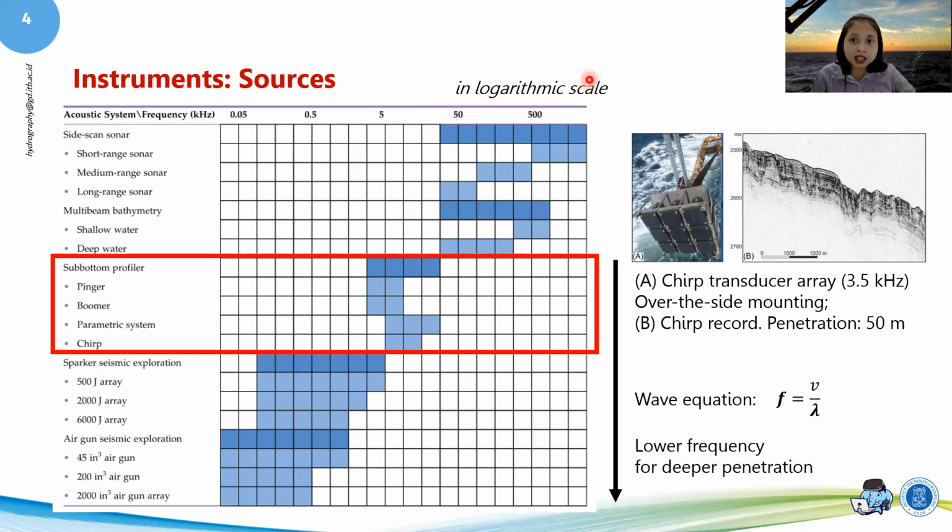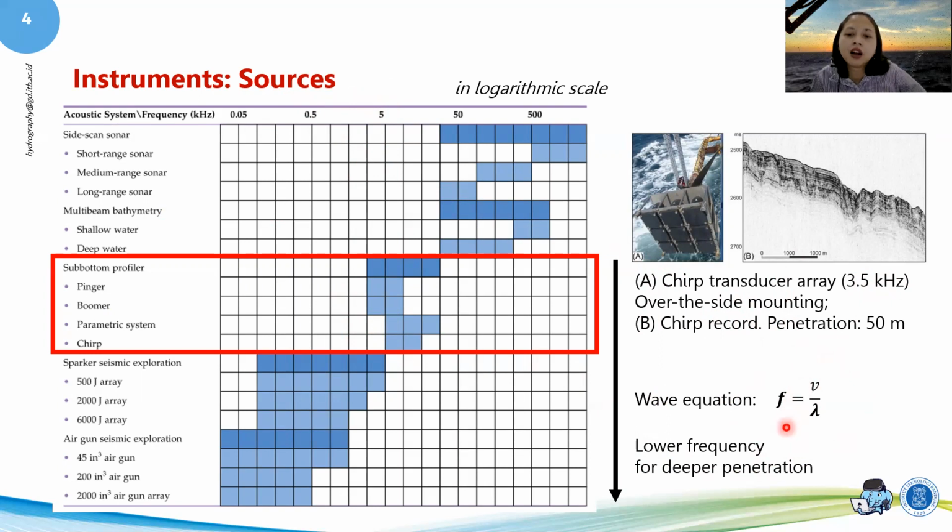And this is a logarithmic scale. So you can see this is like 0.05, 0.5, 5, 50, 500, maybe only up to 1,000. For example, this one is a chirper with 3.5 kilohertz, so that's somewhere in here. It could actually be lower. Yeah, this graph is, well, something. Sometimes the chirper could be lower, but the concept is that the lower the frequency is, the deeper the penetration is going to be, because of wave attenuation.